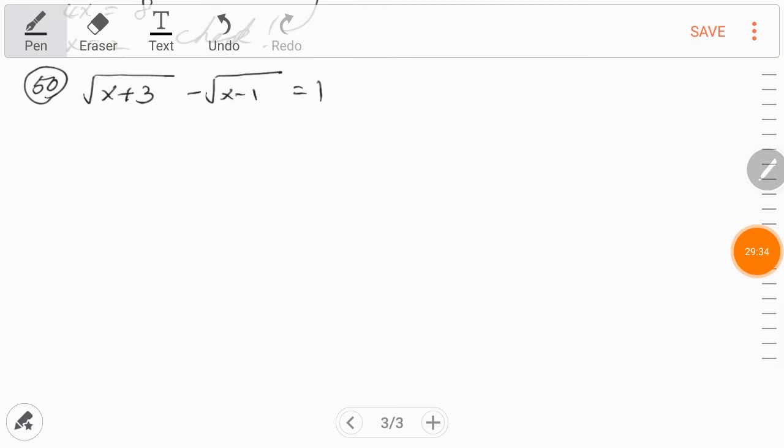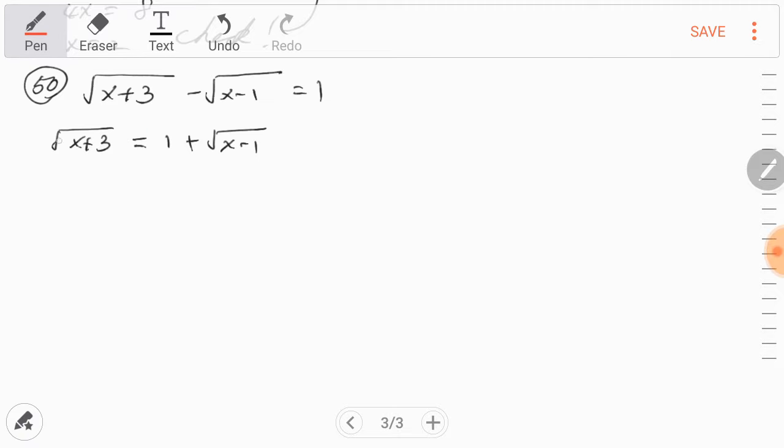This exercise 50 has two radicals on one side, so let's isolate one of them. Let's move the second one to the right. So that will be 1 plus square root of x minus 1. And then what do we do next? Okay, square each side.